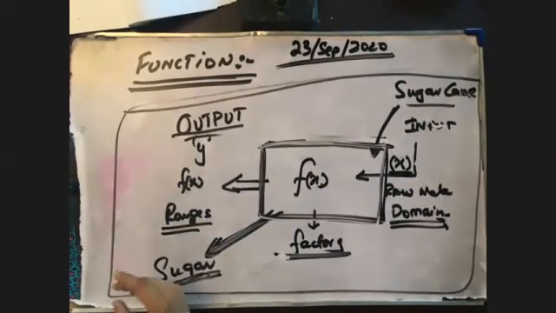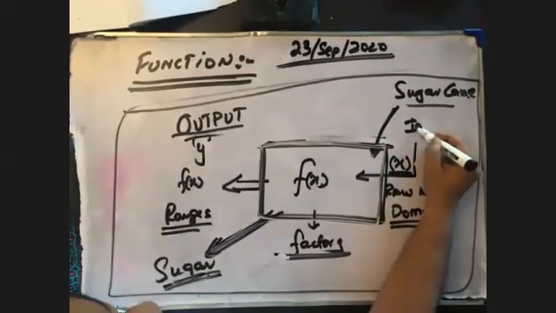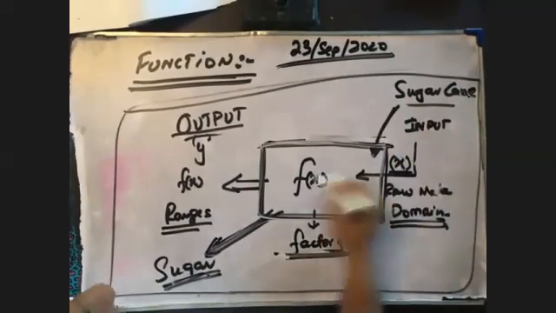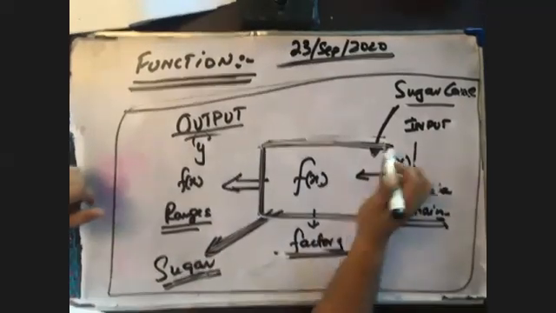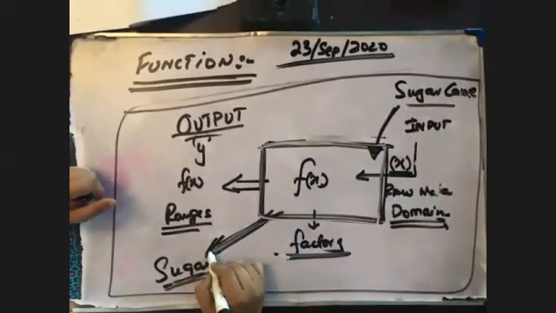Now let's understand this. The input in a function does a function, and the output is sugar.